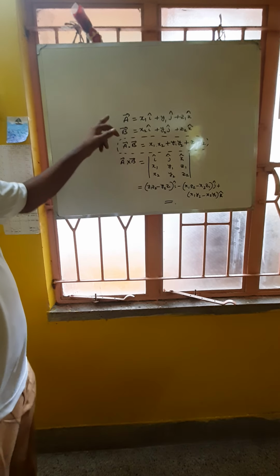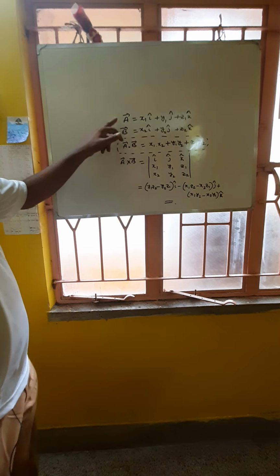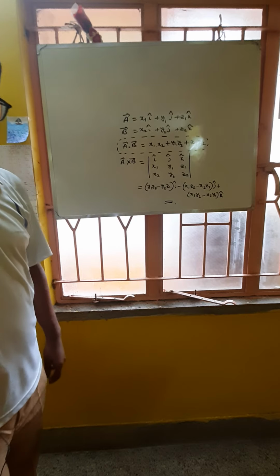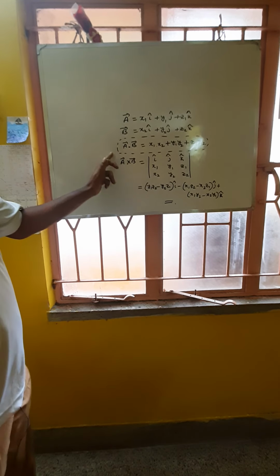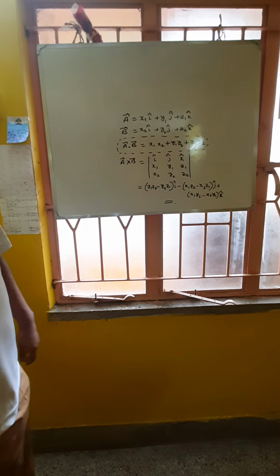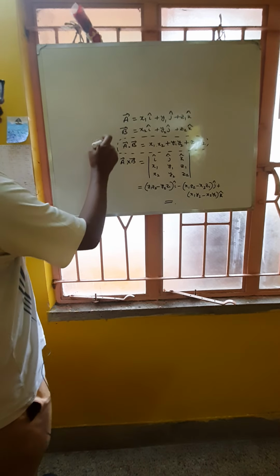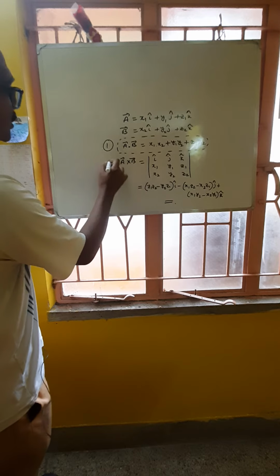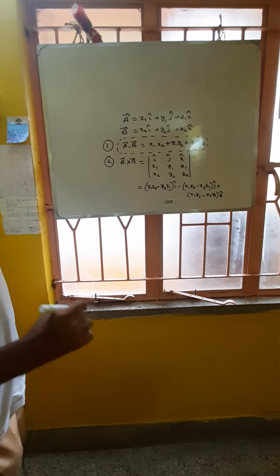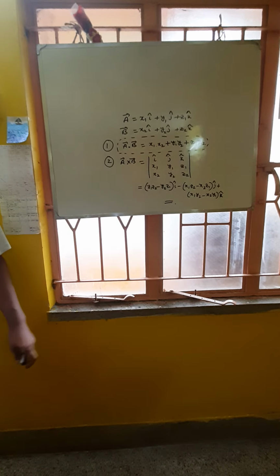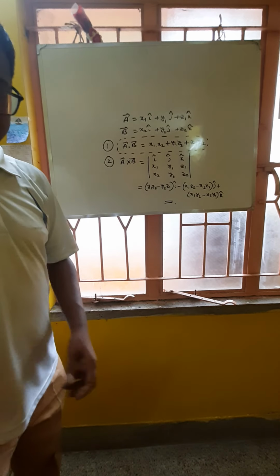If you know the position vectors, a equals this and b equals this, that's how we can get both the dot product as well as the cross product. This is the dot product because there is a dot symbol there, scalar product also you can say, and this is the vector product, a cross b, because the cross sign is there, right?